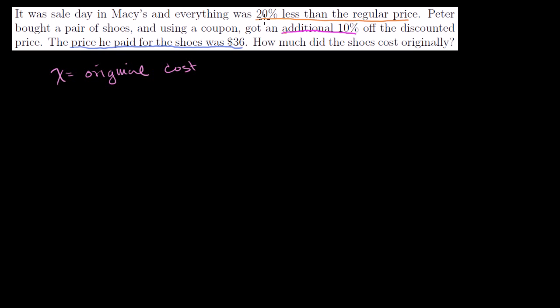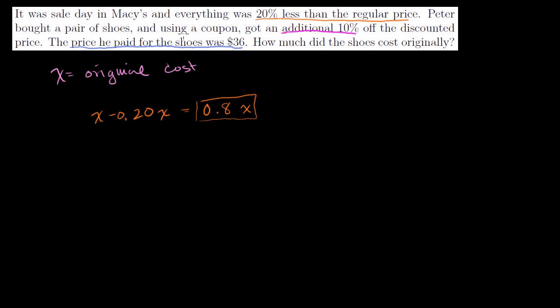So there was just a regular sale on that day. Everything was 20% less than the regular price. So using that information, on that day, if you wanted to buy the shoes, the cost of the shoes would be x minus 0.20x, which is equal to 0.8x, right? If you have 20% off of a price, you're going to be paying 80% of the original price. So this is the price that everyone would have paid without a coupon. And that's what that line is telling us right there.